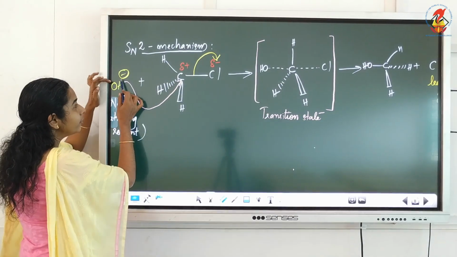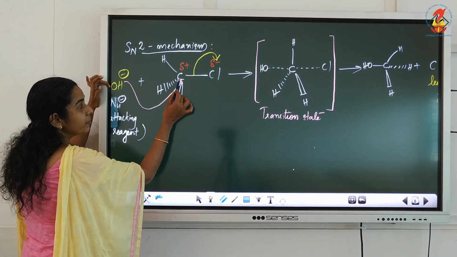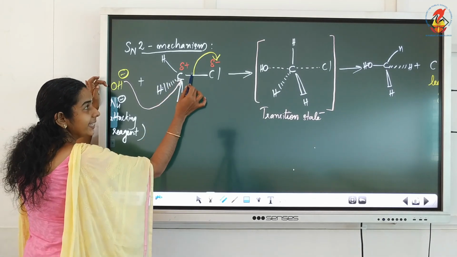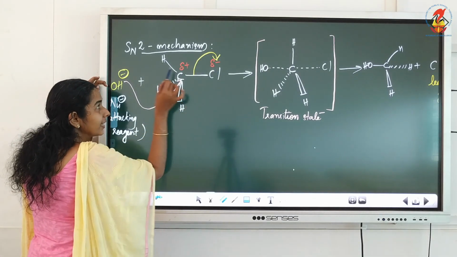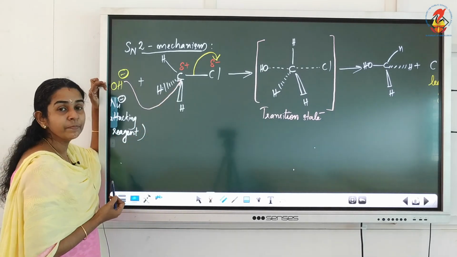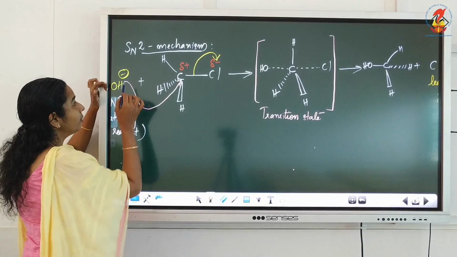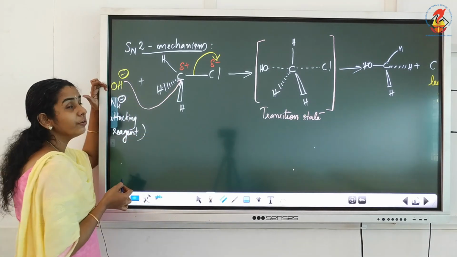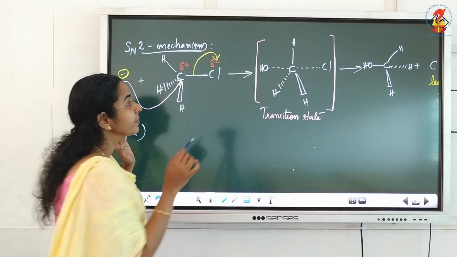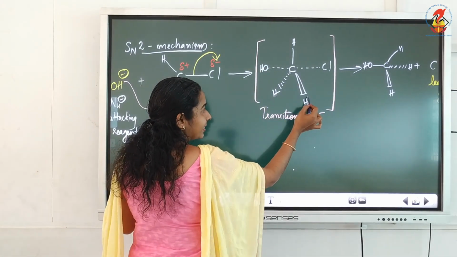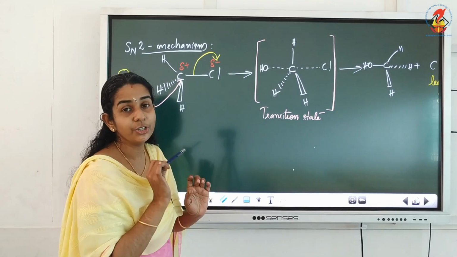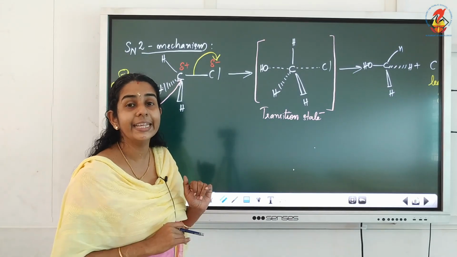So in order to make the attack of this OH minus easy, the 3 other groups on here, Cl will be going as Cl minus, but these 3 hydrogen atoms or the other 3 groups will be present on this carbon. So in order to make this attack of nucleophile easy, the 3 other groups on this carbon will rearrange themselves so that the nucleophile can attack on the X-attached carbon atom from the back side easily.